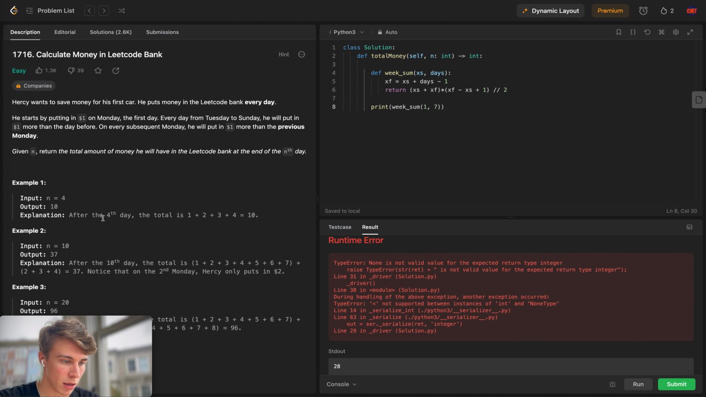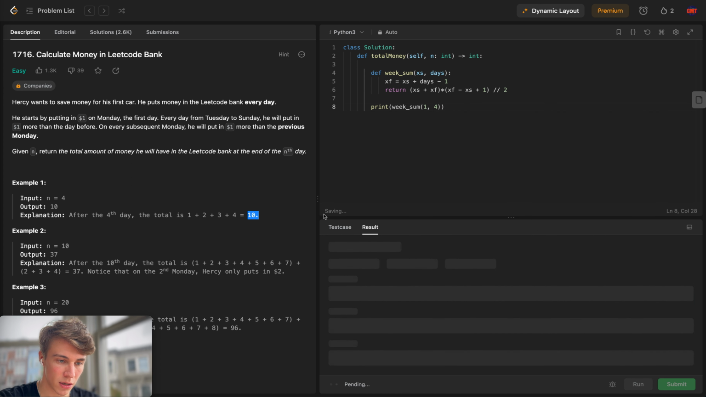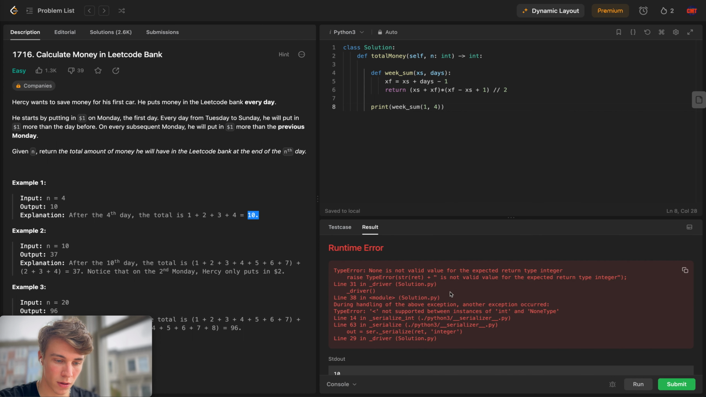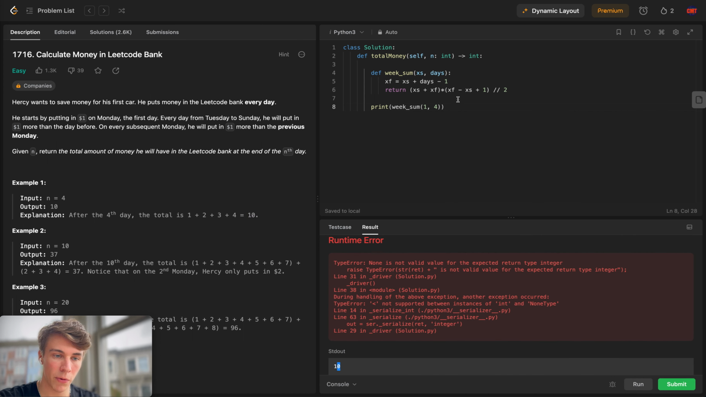And what if only 4 days are included? First day, then we should get a total of 10. Awesome. So there we go. We have just computed basically how much value accumulates in either a week or some number of days, given that we have the starting day.